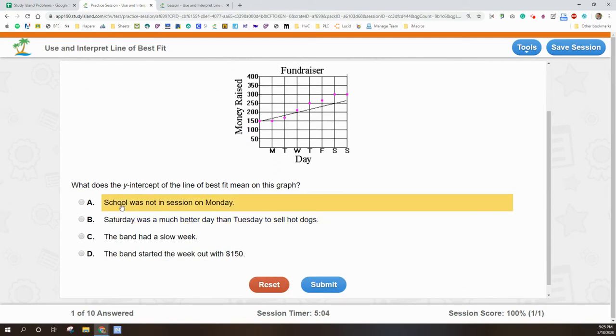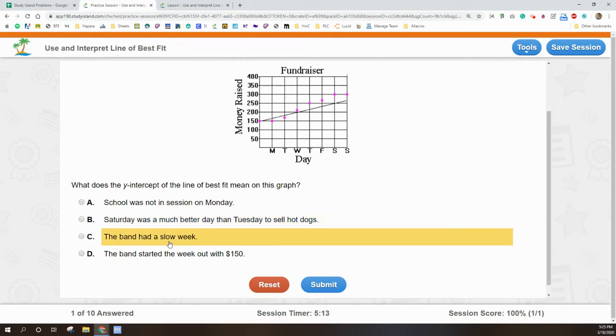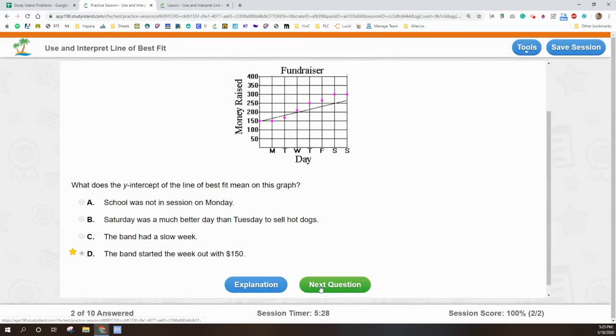So let's read through our choices. School was not in session on Monday. Saturday was a much better day than Tuesday to sell hot dogs. The band had a slow week. Or the band started the week out with $150. There it is. They had $150 before the week even got going. So that's why the intersection of the y-axis is at 150.